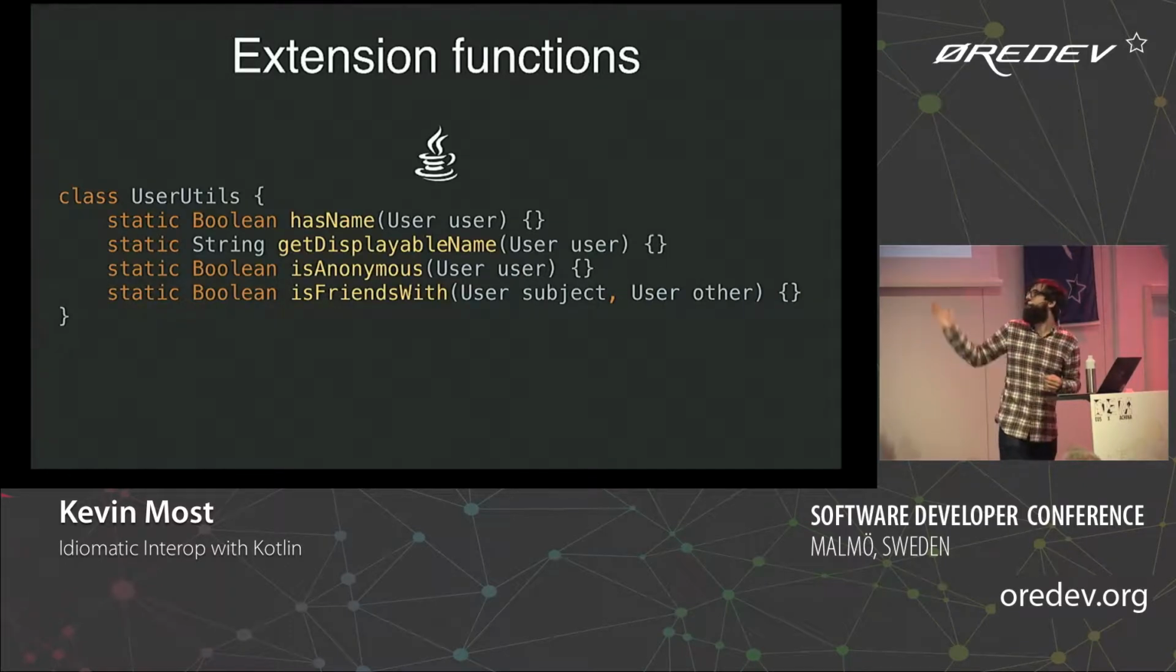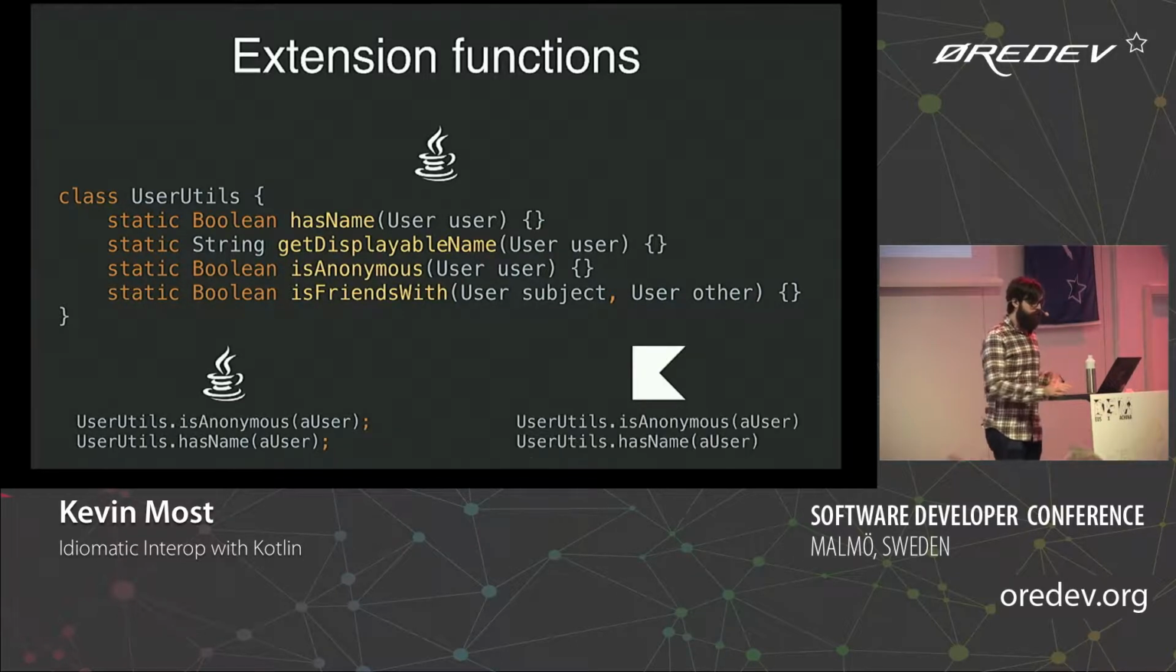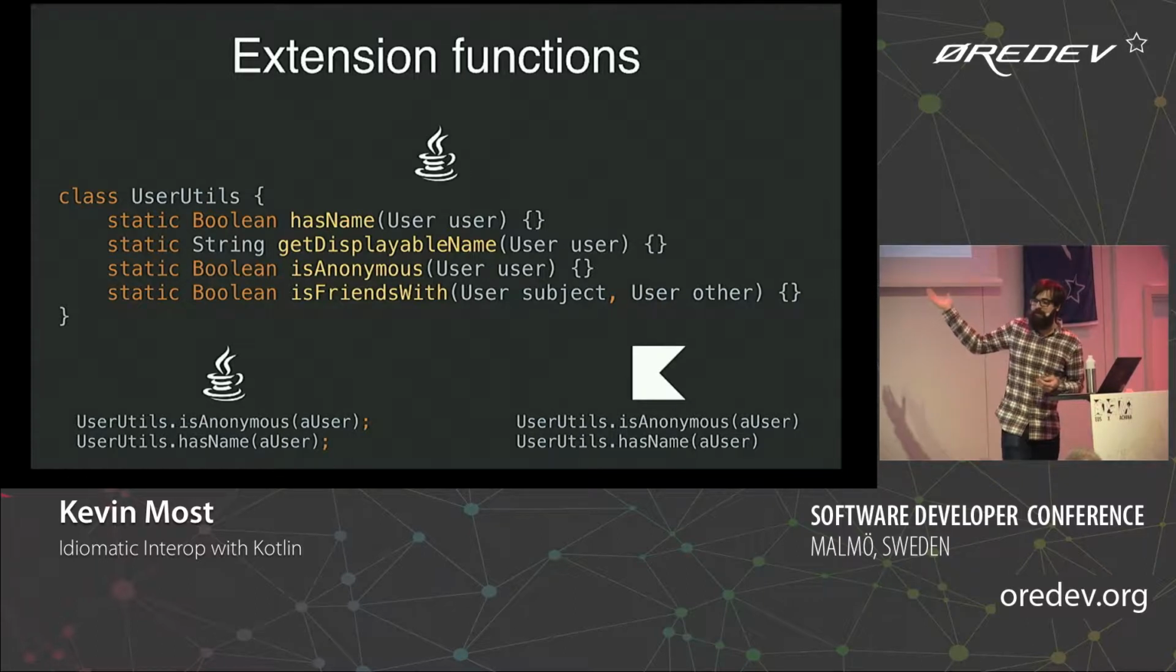So let's say we have this Java static utils class, right? It's a class with a bunch of static utils for user to do logical things like maybe get displayable name, to return like first name, middle initial, last name, things like that. And then we have some Java call sites and we have some Kotlin call sites, right? Let's say we've just started implementing Kotlin and we realize this looks really ugly, right? We don't want to call this code the same way we're calling it in Java and Kotlin. What we really want is this.